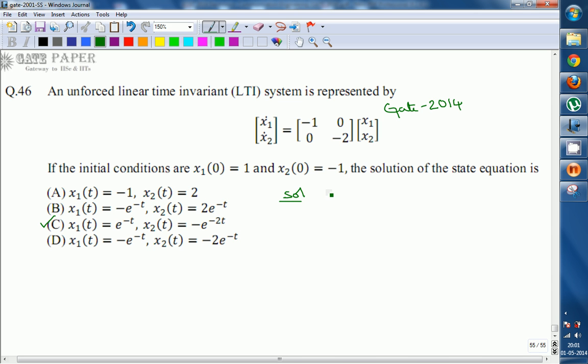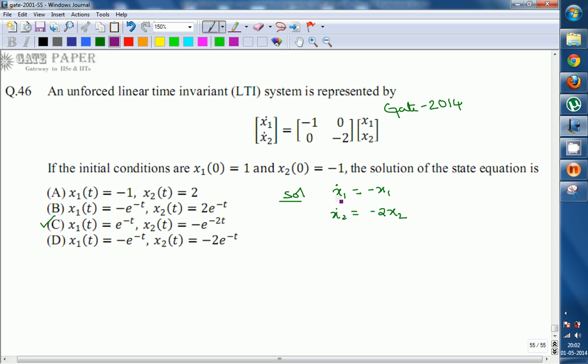So from the given state equation in the matrix form, I am writing the algebraic equations here. So we will get x1 dot equals minus x1 plus 0, and x2 dot equals 0 minus 2 x2. Taking the first equation x1 dot equals minus x1 first, in order to find the solution, I am applying the Laplace transform here.